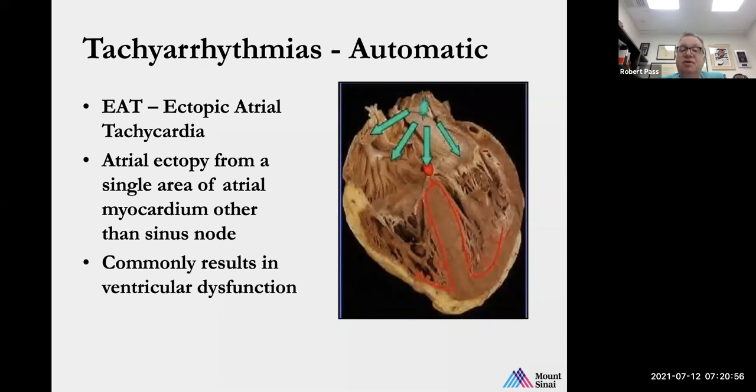And basically what happens is that that area starts firing at a rate faster than the sinus node, and it is a very common cause of tachycardia-induced ventricular dysfunction. And in fact, the fact that an ectopic atrial tachycardia can cause dysfunction is something that has actually been used by scientists when animal studies are done on heart failure. One of the most common models that are used is placement of a pacemaker in an animal and pacing the atrium at fast rates for 24 hours. You can pretty much routinely create a heart failure patient or subject by doing that.